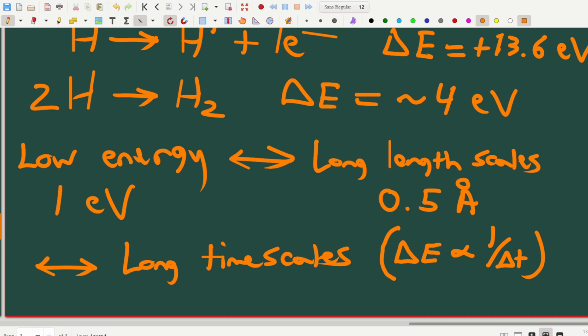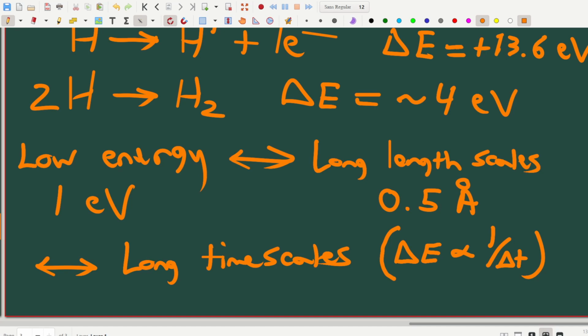So if you, for instance, create a particle that has a large amount of energy, it can only exist for a short amount of time. So time and energy in physics are inversely related to each other. Not surprisingly, if we're at low energy scales, 1 eV, we're going to be at long time scales.